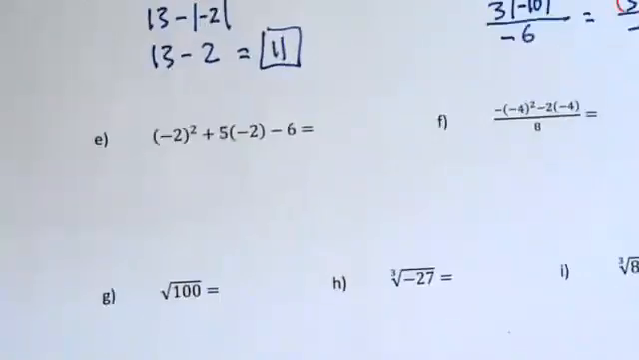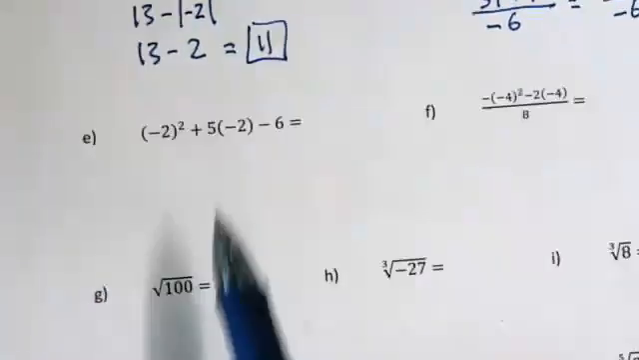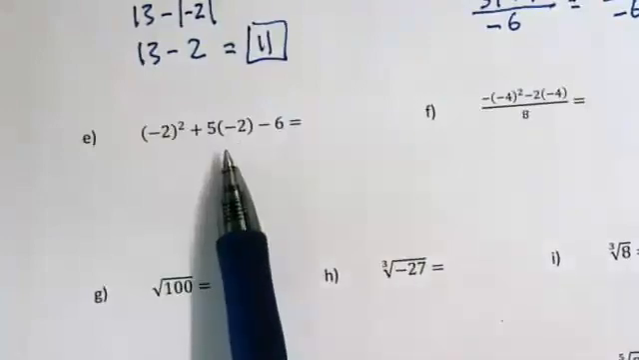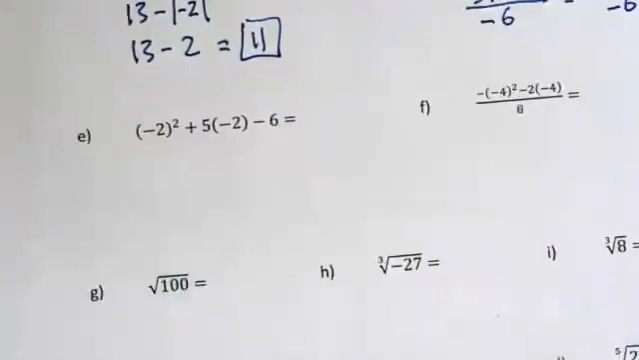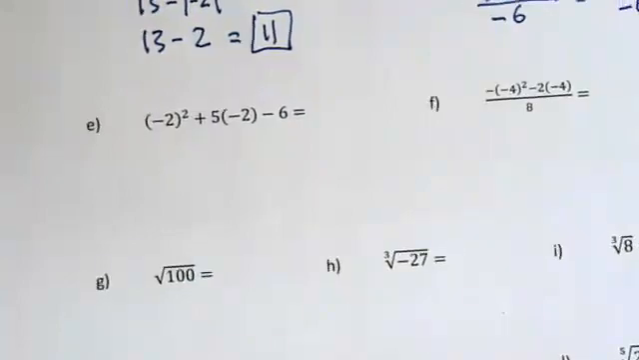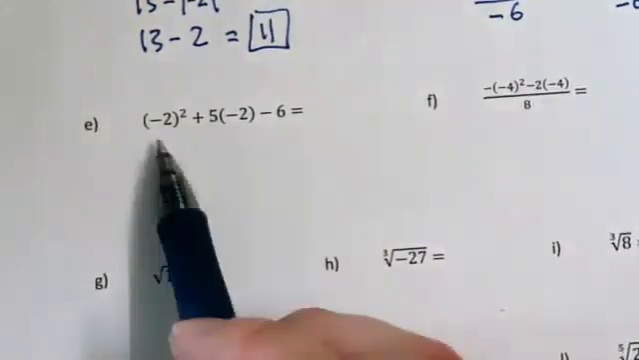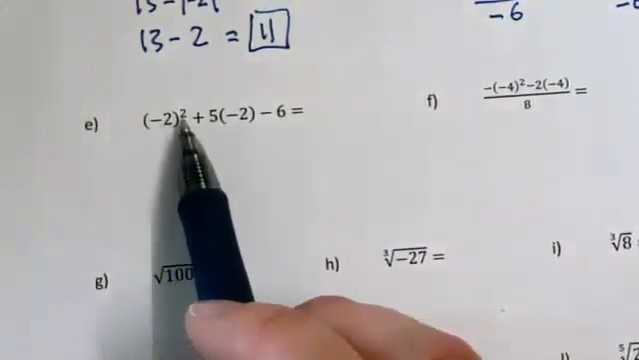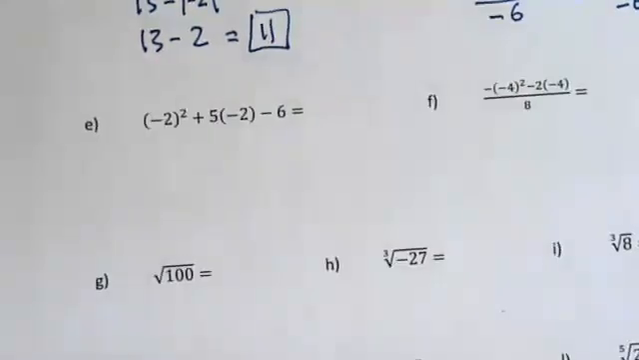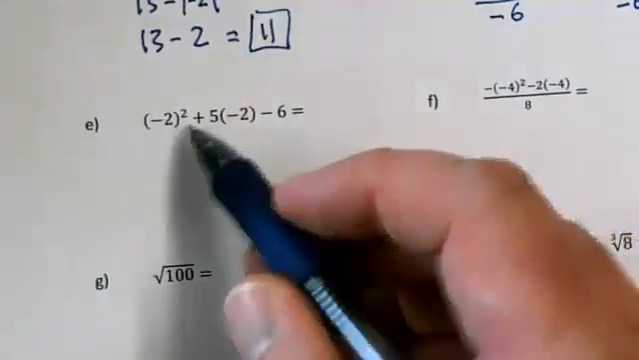All right, part E. This looks a lot like what we did when we were filling out tables for parabolas. So let's go ahead and work through this. Order of operations tells us that parentheses comes first. We do have 2 parentheses, but there's nothing to do inside of them. Next comes exponents. That 2 is an exponent right here, so we need to do this part first.